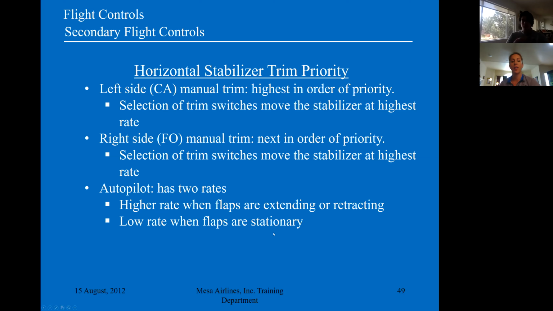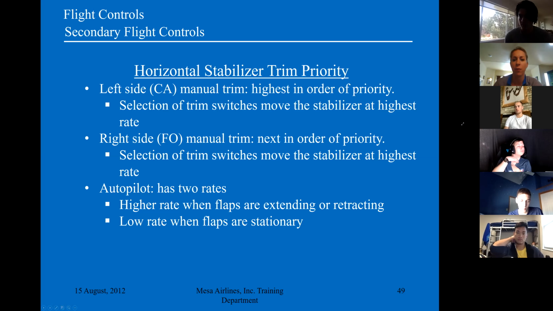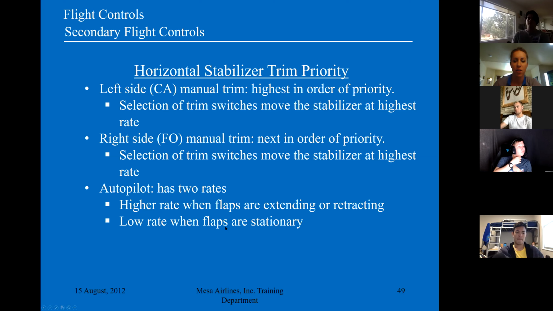Autopilot has 2 rates, and I asked you a why question on this on the test. How come? I feel like we've already talked about this in this class. Have we talked about this? No? I don't remember. I don't think so. Just in case, we should go over it again.